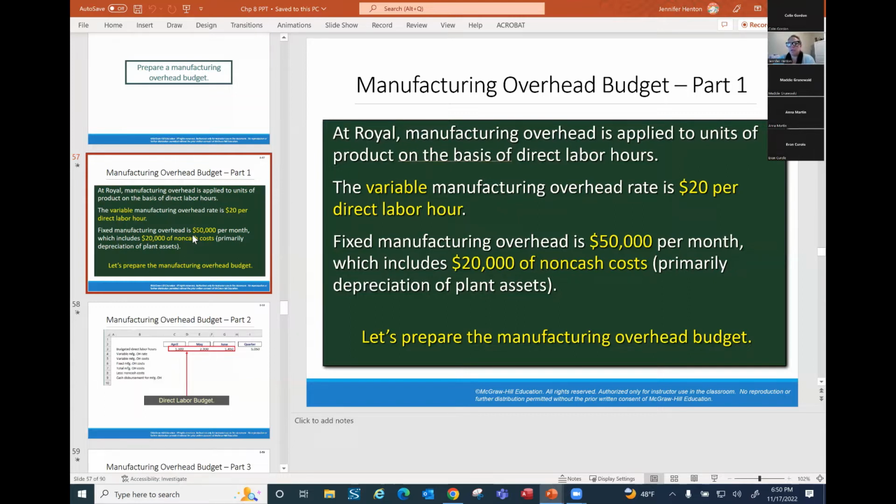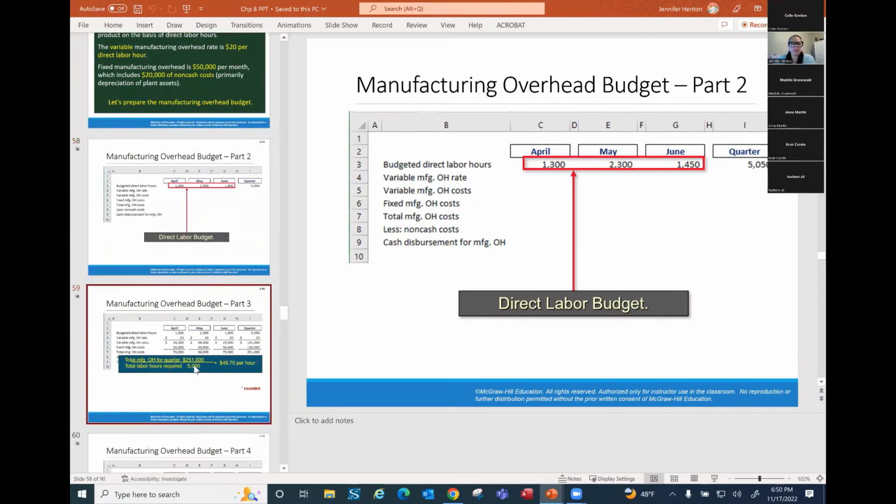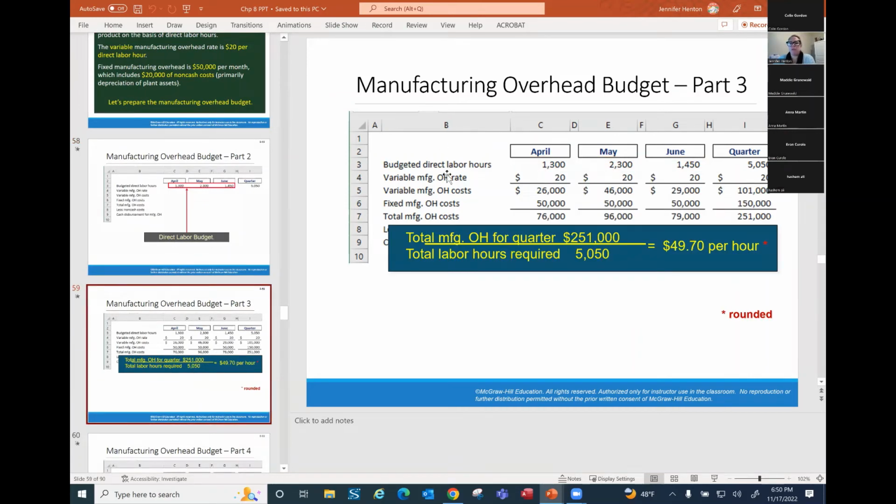Fixed manufacturing costs are $50,000 per month, $20,000 of which are non-cash, which means that's something that's happening that's causing an expenditure, but you're not spending any cash. So let's look to see what that looks like. We're starting with our direct labor hours that we just calculated. So remember, we had 1,300 at the end of April that we calculated out that we were going to need. They're telling us the manufacturing overhead rate for variable is $20. That information was given to us. So we take the 1,300 times $20 to come up with my cost of $26,000 for variable manufacturing overhead.